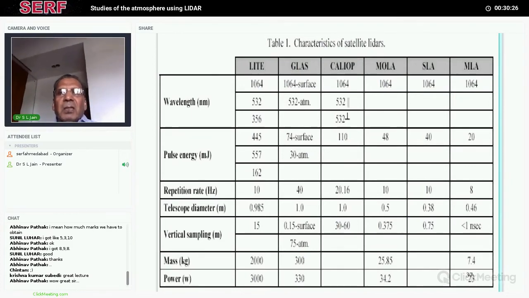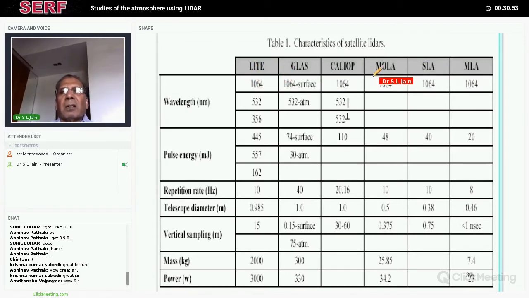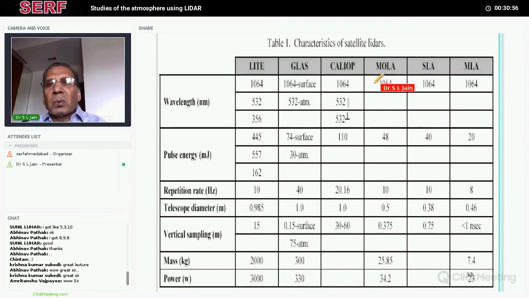So these are the characteristics of the laser systems used in the satellite LIDARs. Wavelengths used were 1064 nanometers or its harmonics, 532 or the third harmonic 355, and pulse energy was around 445 to 357. And these are the four different projects: LITE, GLAS, Calypso, MOLA, SLA and MLA.